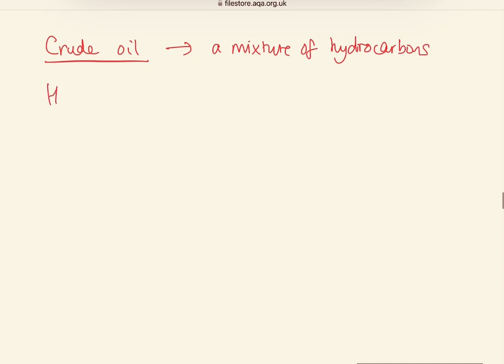What is crude oil? It's a mixture of hydrocarbons. And what is a hydrocarbon? We'll have 2 marks in a paper. A hydrocarbon is a compound made up of hydrogen and carbon exclusively.